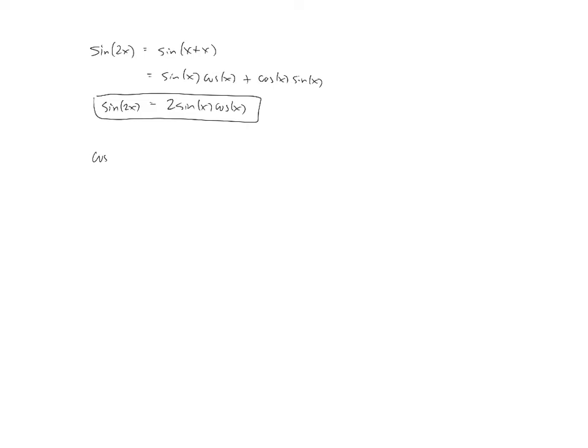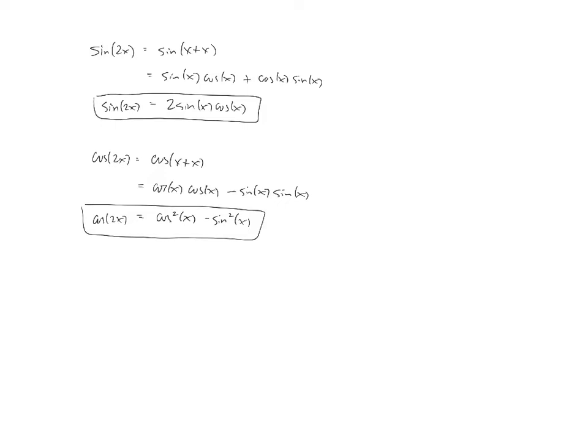For cosine of 2x, we'll do pretty much the same thing. We'll view this as cosine of x plus x. Cosine of a sum would be cosine x cosine x minus sine x sine x, which gives us cosine squared x minus sine squared x. So cosine of a double angle is cosine squared minus sine squared. Do not get that confused with cosine squared plus sine squared, which we all know is the fundamental identity, and equals 1.